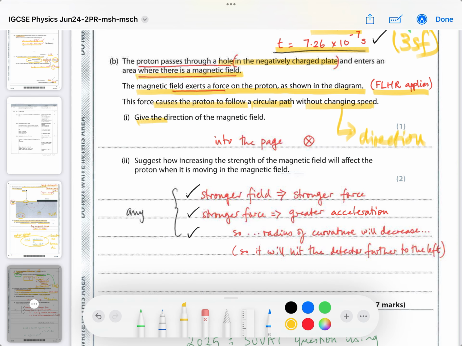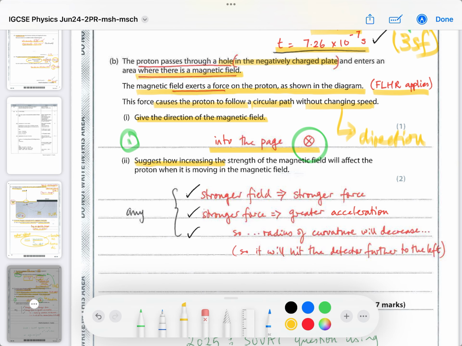So they want you to use Fleming's left-hand rule to work out the direction of the magnetic field. And if you do it properly, you will see that it goes into the page. The symbol for into the page is that. Out of the page would be a dot in the middle of the circle, as if a dart is coming towards your eye, and this is as if the tail of the dart is moving away from you. Okay, that's the notation.